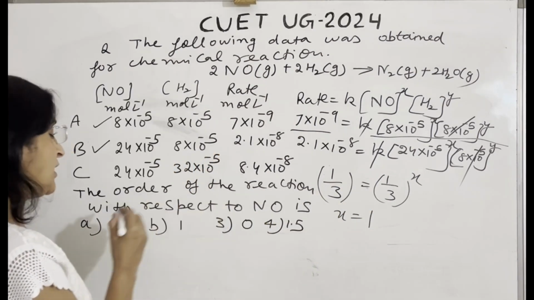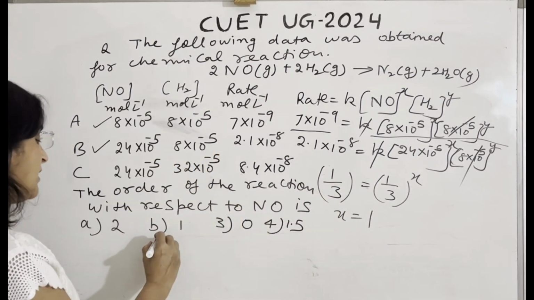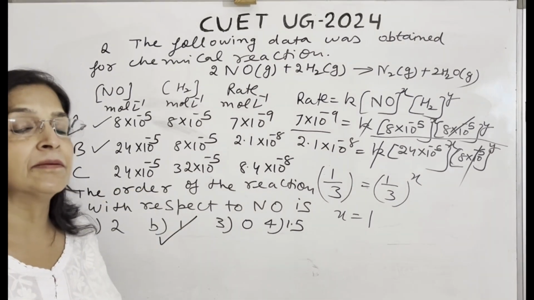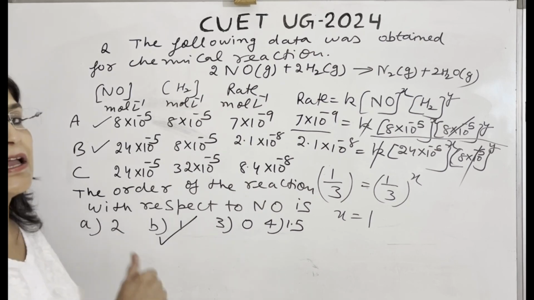means the order of the reaction with respect to nitric oxide is 1. This will be the answer. The order of the reaction can be determined experimentally only. This is an example of that.